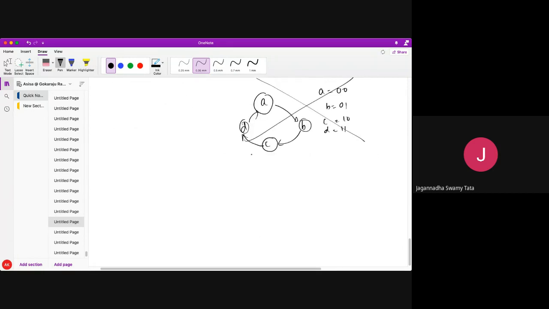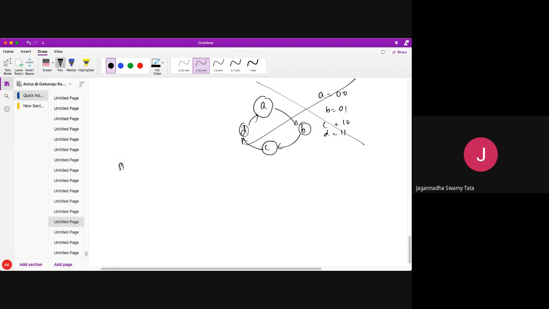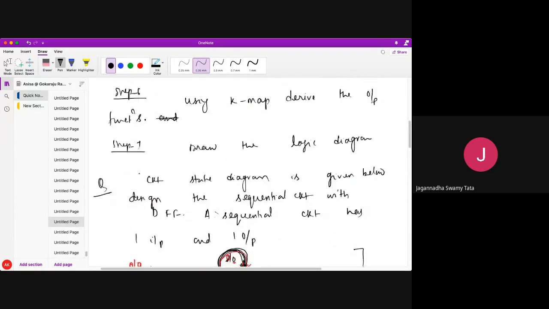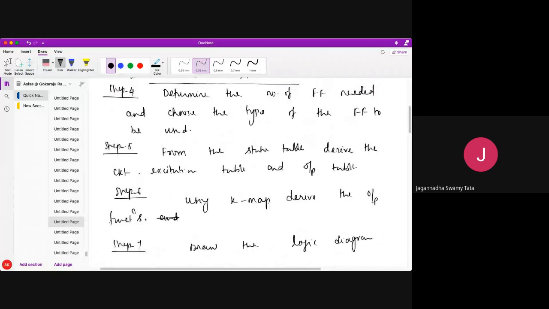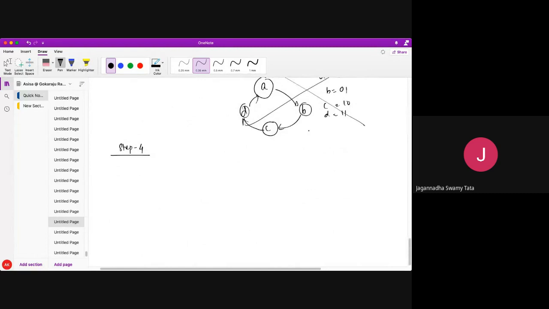Okay, now step 4. Hope you understand this. Step 4 is very simple. What is that? Determine the number of flip-flops required and choose the type of the flip-flop to be used. Determine the number of flip-flops required and choose the type of the flip-flop.